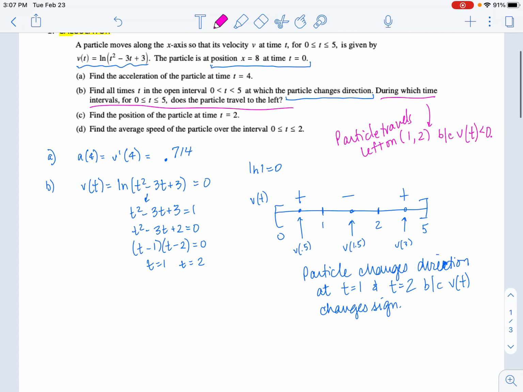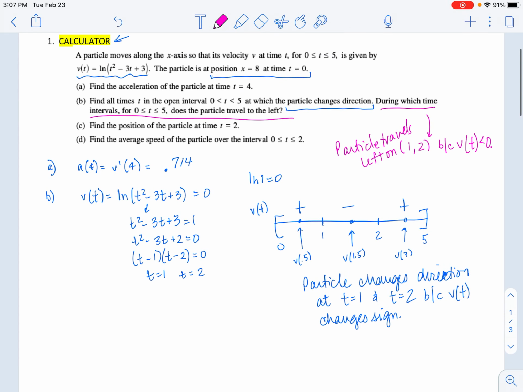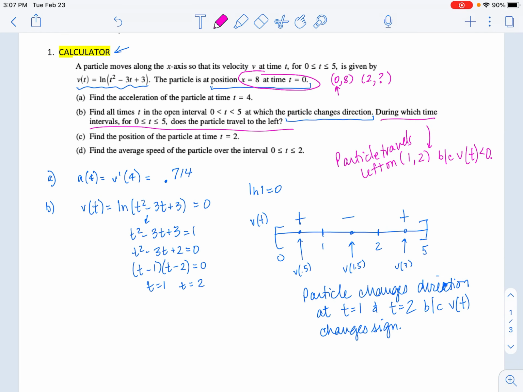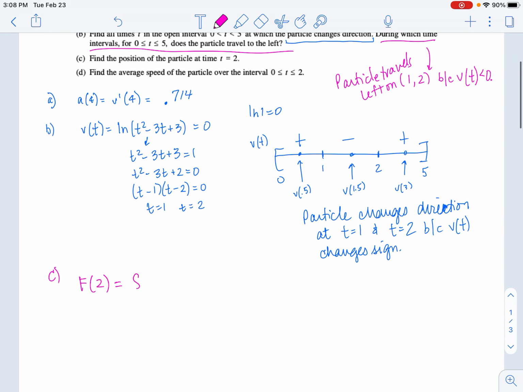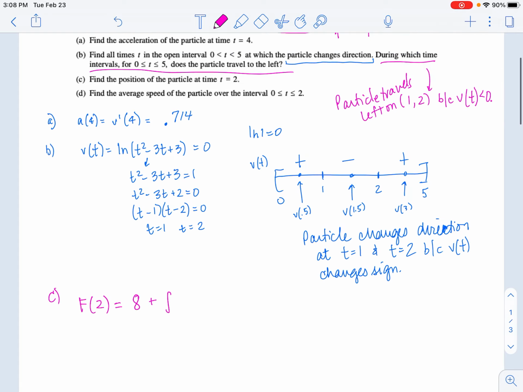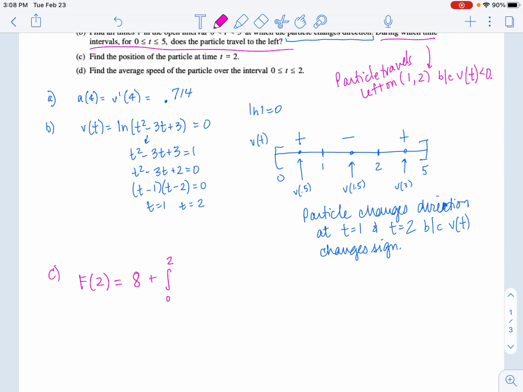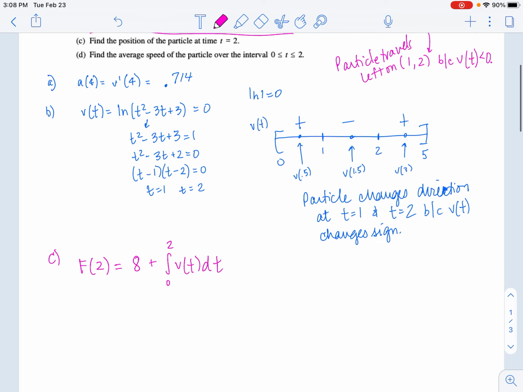Part C says find the position of the particle at time 2. So I know that I have this point on the position function, 0, 8. That's one point on it, and then I'm trying to figure out the point at 2. I'm going to use the fundamental theorem to help me with this, because I'm going to think of this as A and this as B, and I'm going to solve for f of B. So f of 2 is equal to that initial condition of 8 plus the integral from 0 to 2 of the velocity function.